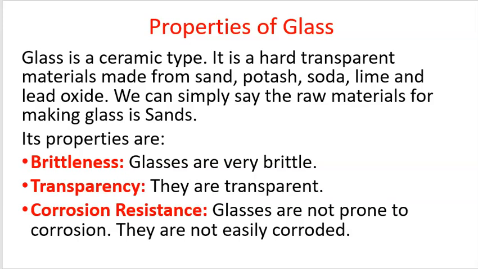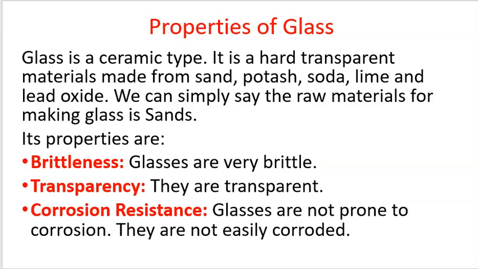So properties of glass, we have brittleness, we all know that. Glasses are very brittle. They break when they drop. Transparency, they are transparent. And we have corrosion resistance. Glasses are not prone to corrosion. They are not easily corroded.